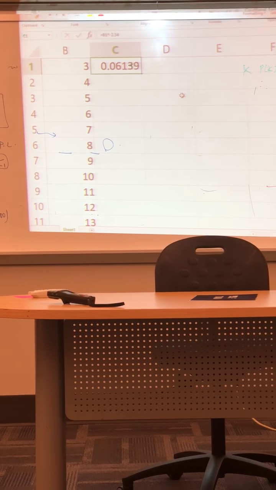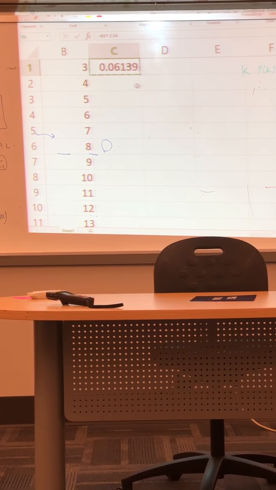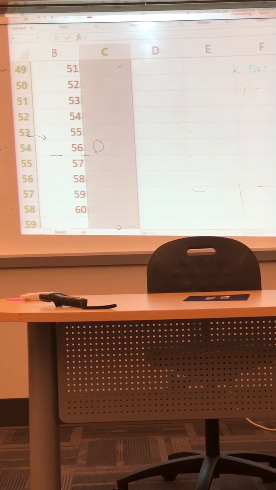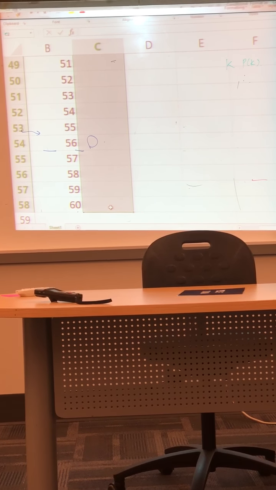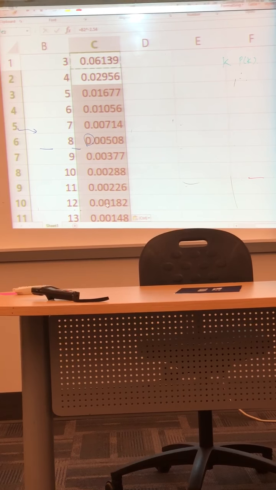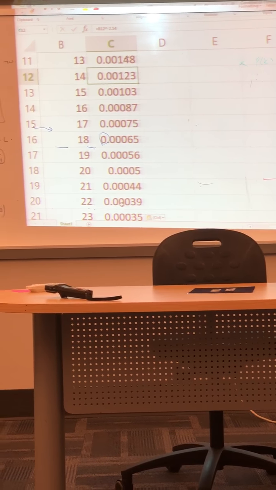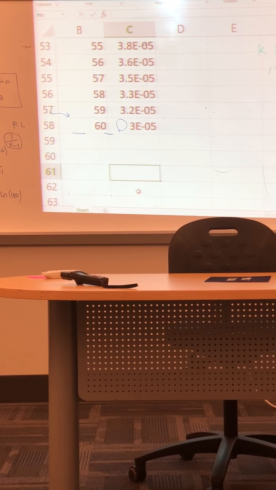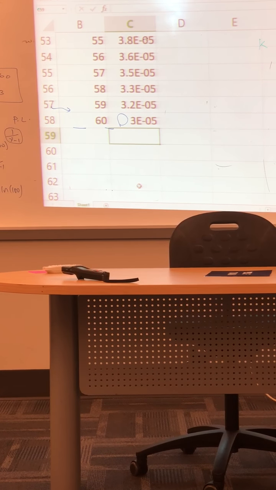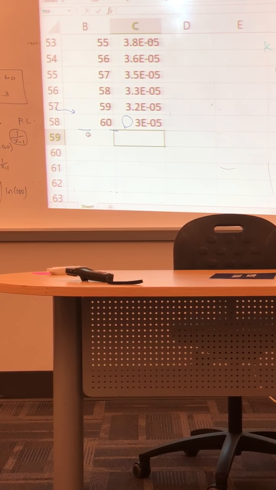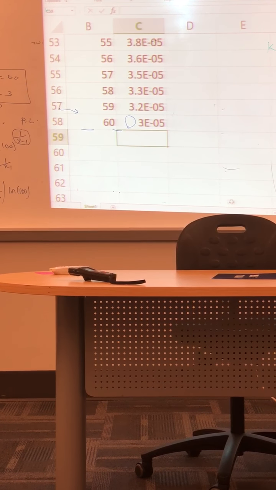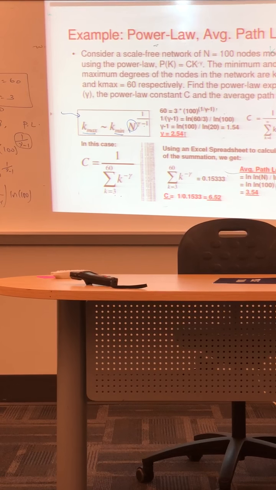So now copy this and go up to 60. And then what is that formula there? The summation of all the K raised to negative gamma. You see it has started to reduce reasonably well. So what formula did you use in the first cell? What way? You're talking about something else.